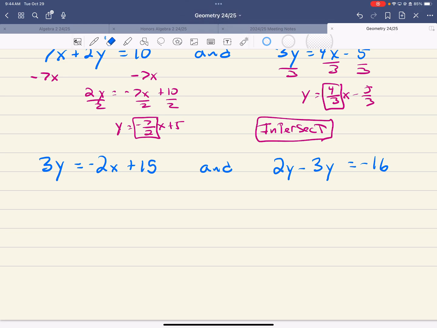Is it supposed to be an X? Oh, shoot. Yes. This should be an X. Thank you. That should be an X.